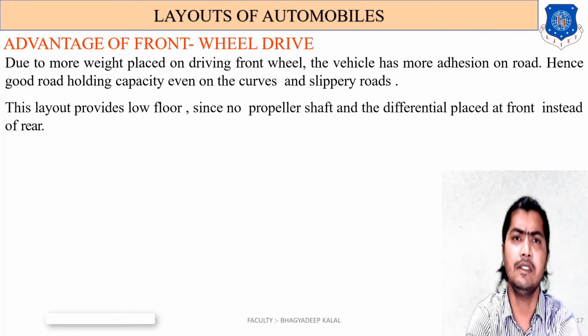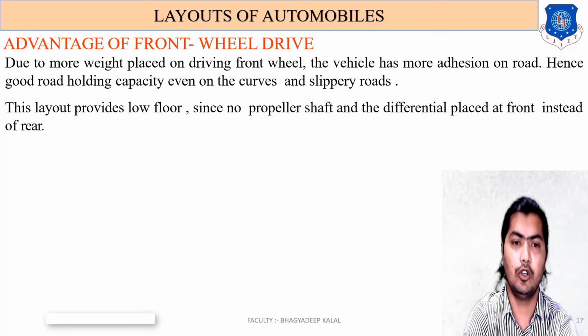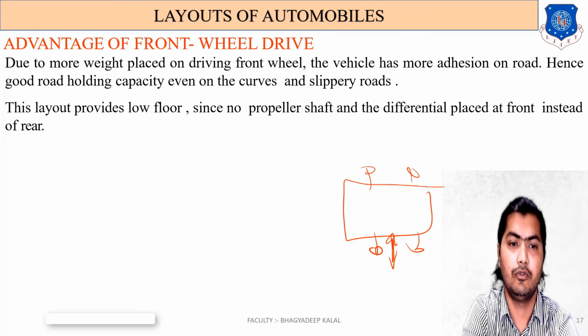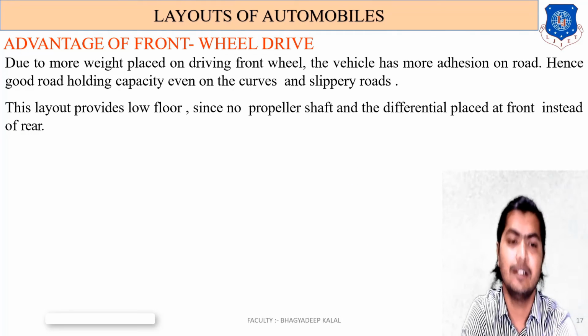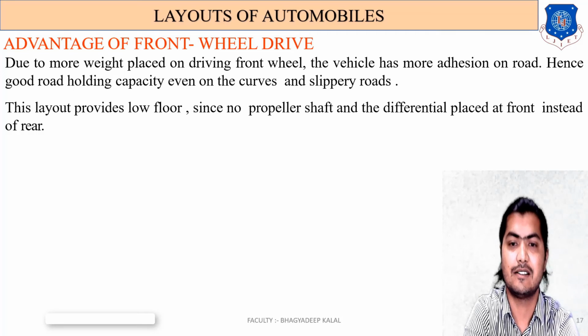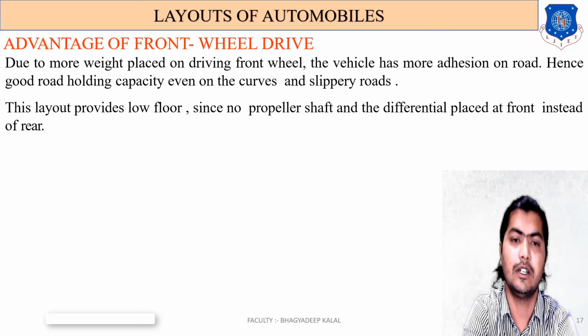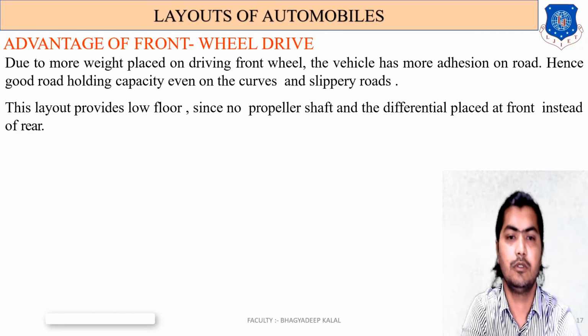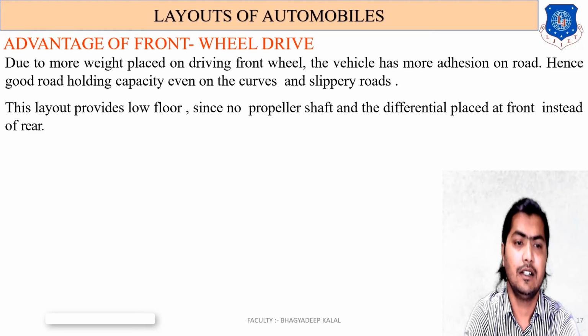Next, this layout provides a low floor plan. If the vehicle is like here, this is our wheel, and the space from the ground is very low. That means the floor plan is very low, since no propeller shaft is used and no differential is placed below the propeller shaft. The differential is placed at the front instead of the rear. That's why a low floor plan is possible here.